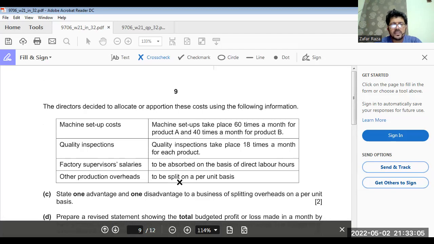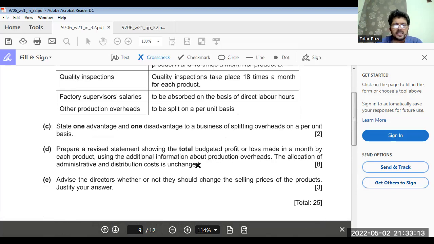Machine setup cost, quality inspection, factory supervisor salary, other payments. This is the part, and we know the cost was given on the last page, and now we have to divide them. I think we have to make this one. This data of activity-based costing is useful for D. But what about C?